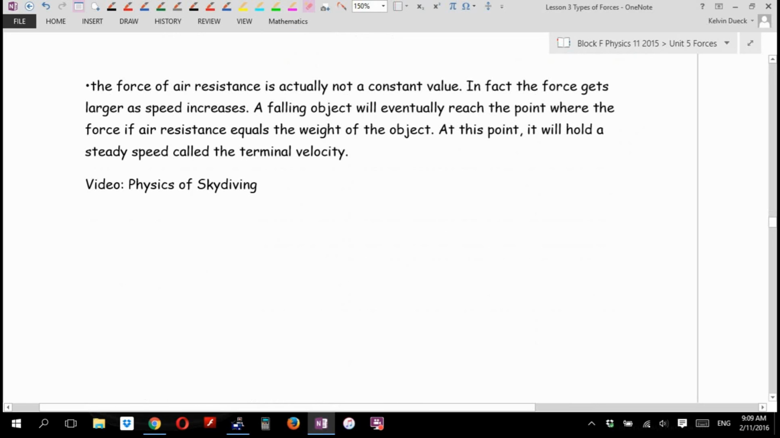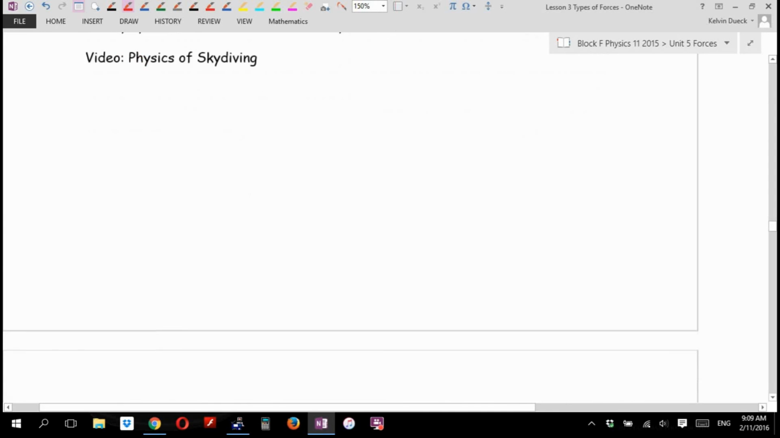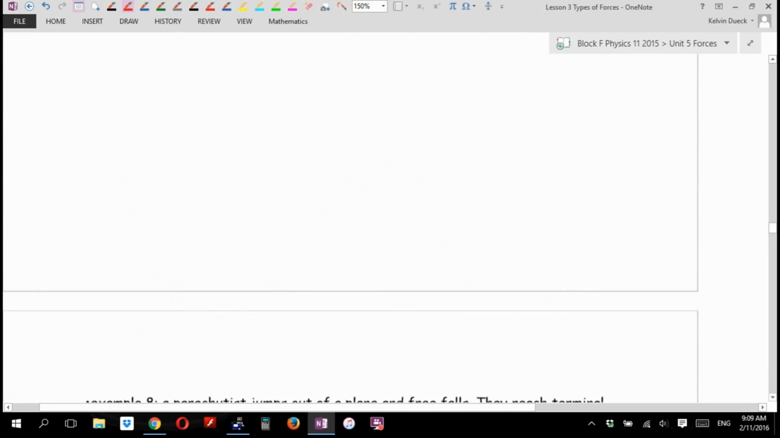The force of air resistance is actually not a constant value. In fact, the force gets larger as speed increases. A falling object will eventually reach the point where the force of air resistance equals the weight of the object. At this point, it will hold a steady speed, which we call terminal velocity. I have a video, and I think, put your pencils down.